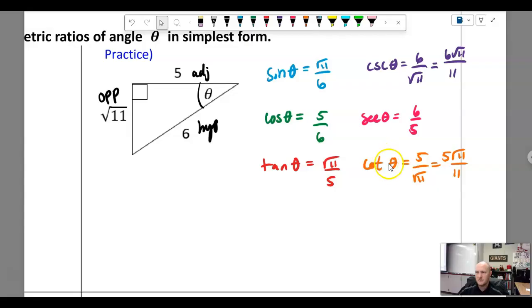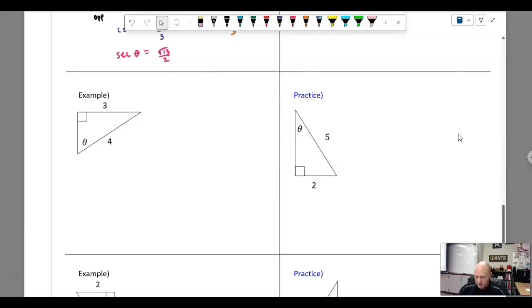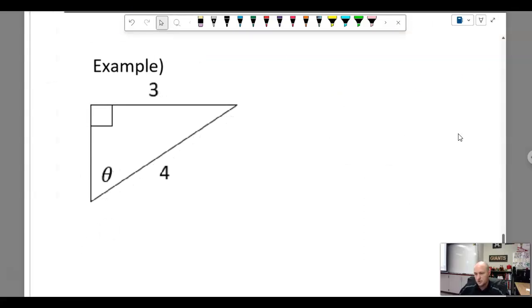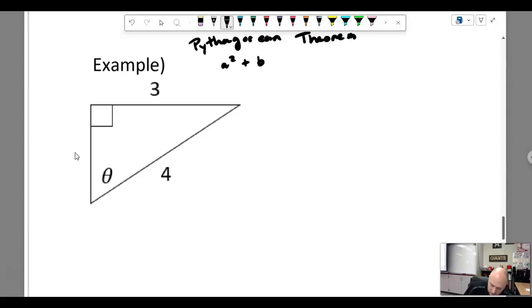Secant theta, 6 over 5. Cotangent of theta is equal to 5 root 11 over 11. Okay, how'd you do? Not too bad. That is good. Okay, we got a couple of examples that can be thrown at you to make this just a little bit more difficult, and that is if we ask the same question but we withhold a side, missing a side. Okay, if I'm missing a side, I can go ahead and use my friend the Pythagorean theorem. And the Pythagorean theorem, a very, very useful tool to use.